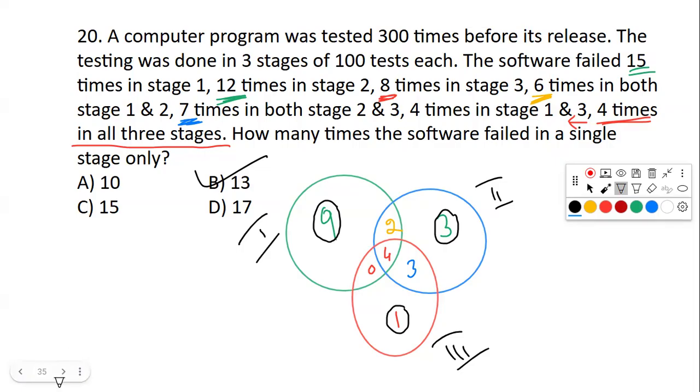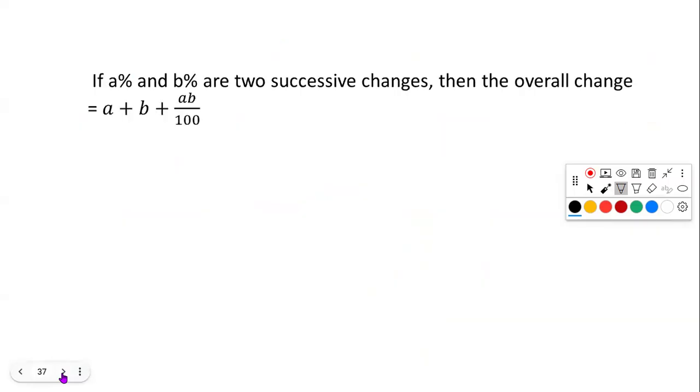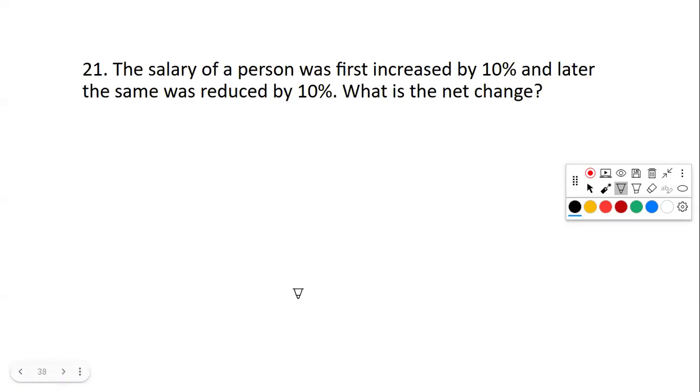Now you have some idea how to deal with Venn diagrams. So let's go on. Successive increase or decrease. There is a formula; manually also you can calculate. For A% and B%, 2 successive changes, the overall change is given by A plus B plus AB by 100. Either you can use the formula or logically also you can solve it. Look at this question, try to answer this. These are questions which are very frequently given in the exam.